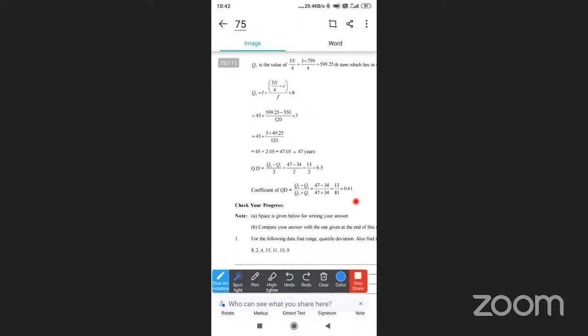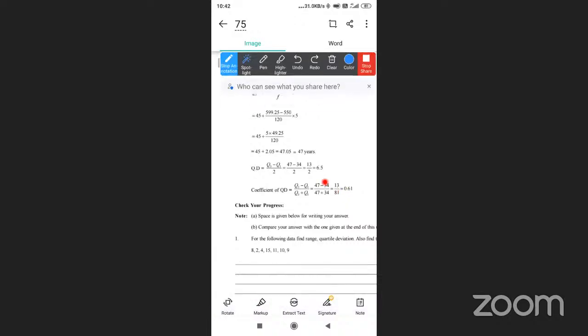Okay, clear? First of all, you can find Q1. Then after you can find Q3. Then after you can substitute QD is equal to (Q3 minus Q1) by 2. Then after you can find the relative measure of dispersion, the coefficient of QD.